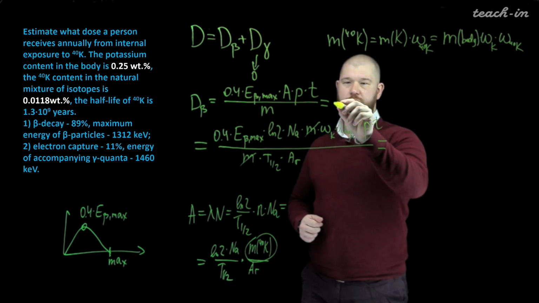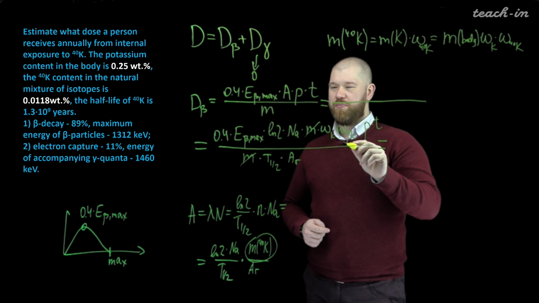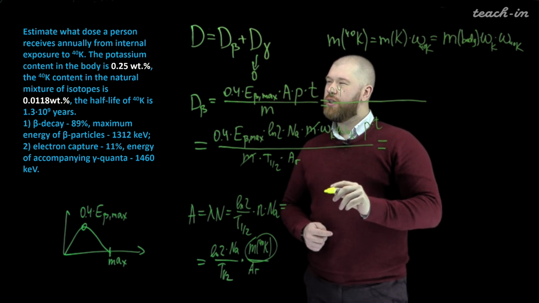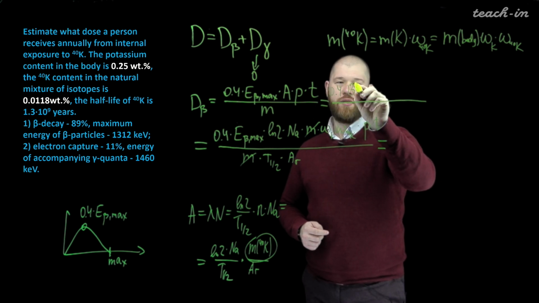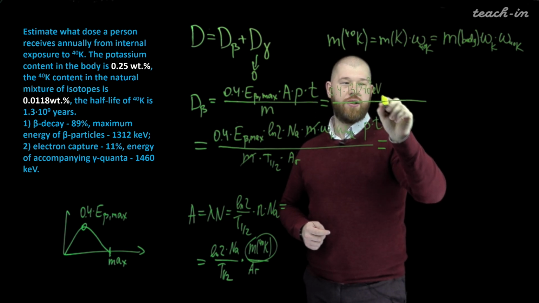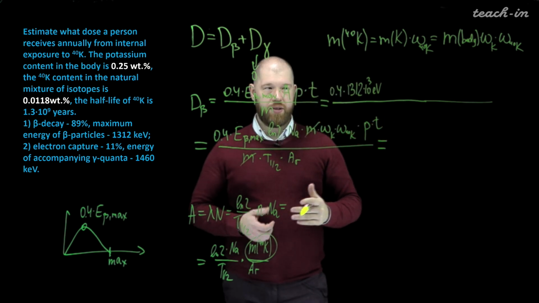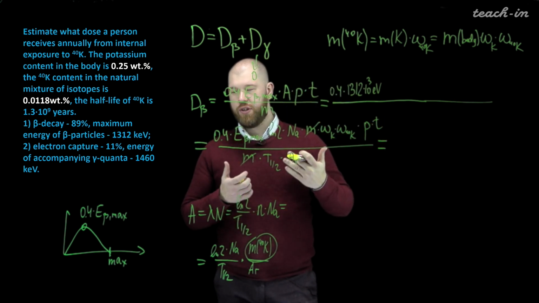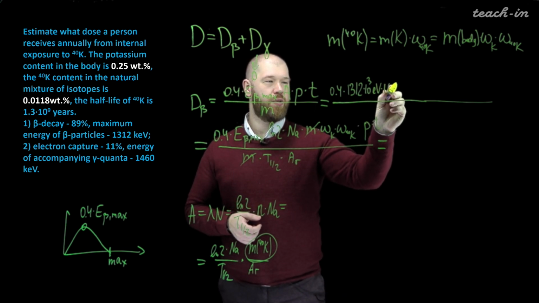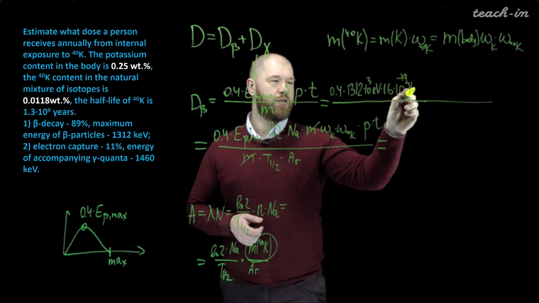And let's put it here. So 0.4 energy. It is this energy, 10 to 3 electron volts, but we need to calculate the dose. Dose is joule per kilogram. That means that we have to convert electron volts to joules. So it's joules per electron volt.